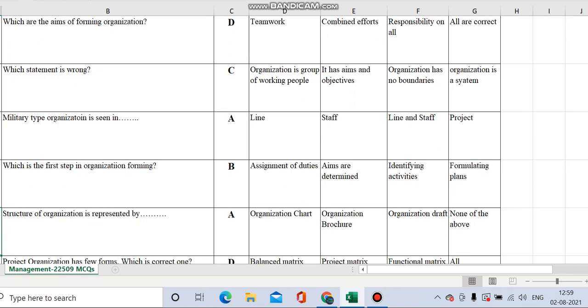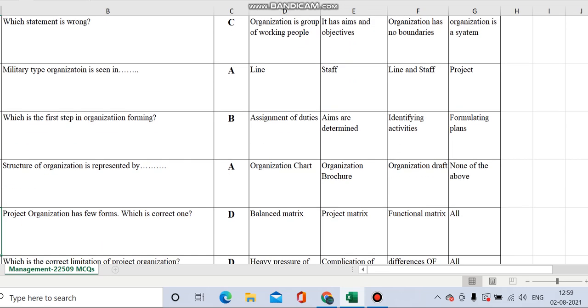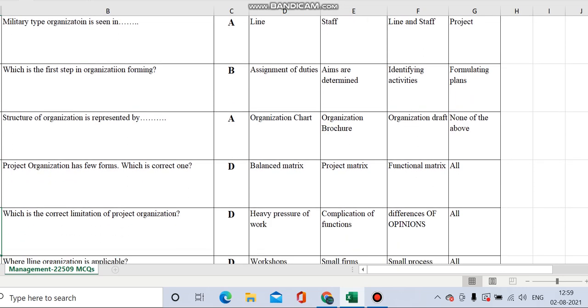Which statement is wrong? Statement C is wrong, that is, organization has no boundaries. Military type organization is seen in line organization. Then which is the first step in organization forming? Aims are determined. It is the first step. Structure of organization, it is represented by what? It is represented by organization chart.